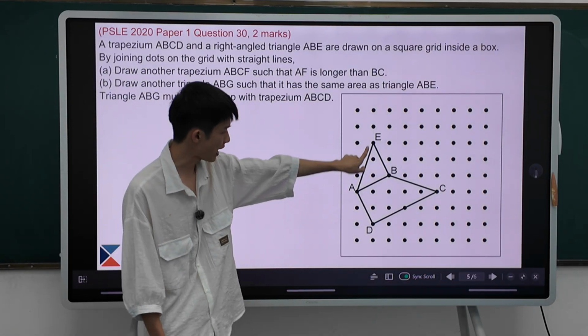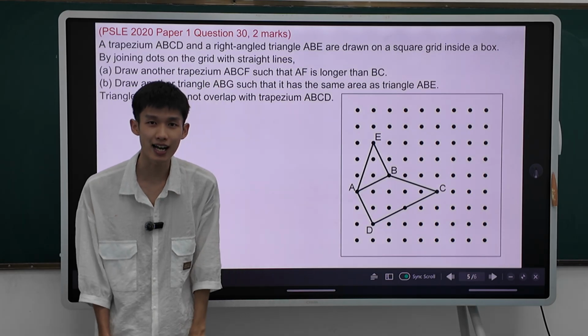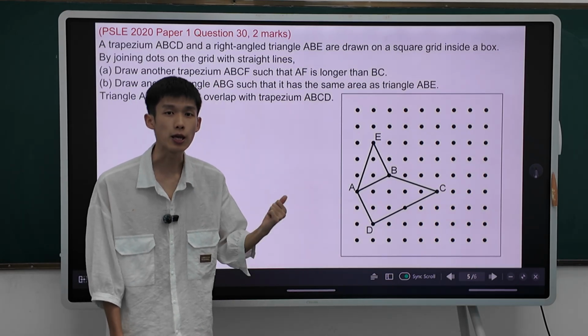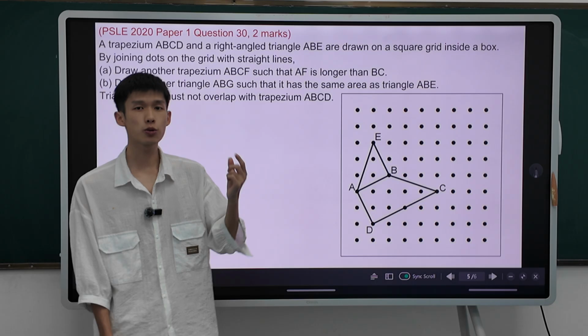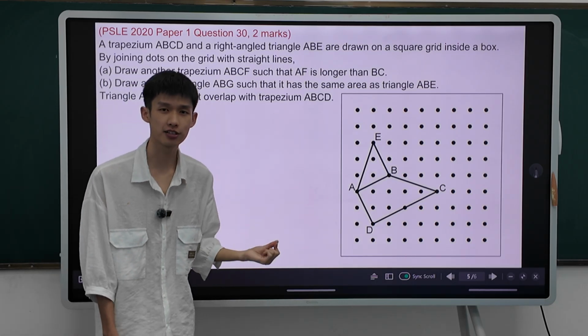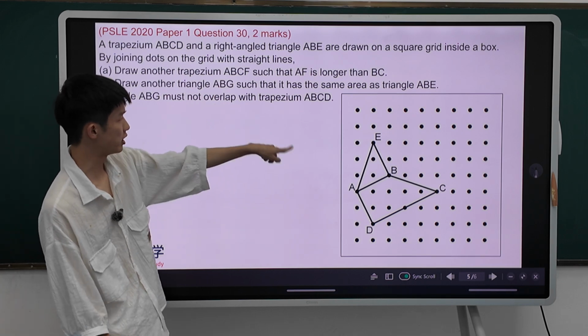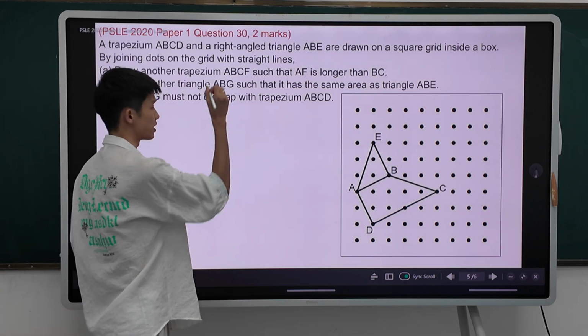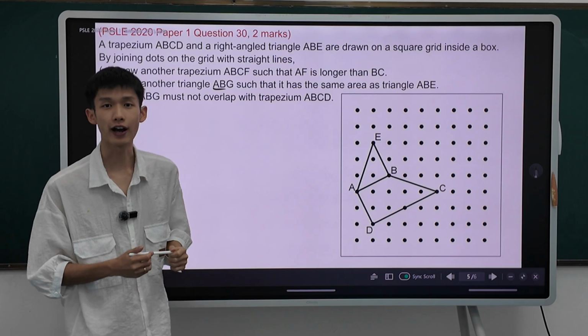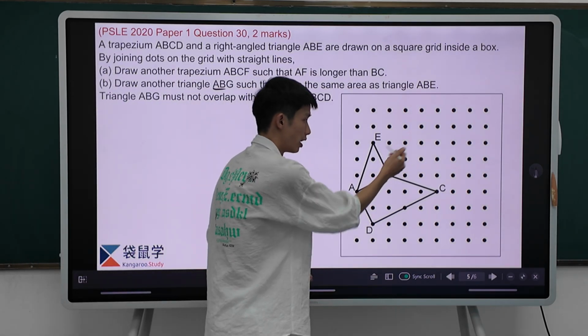So still, we have A, B, C. We need to draw the same size, and we need to draw an ABG. And which point is shared, which point is fixed? ABG, ABE. So AB is fixed. So we need to find the G point other than E.